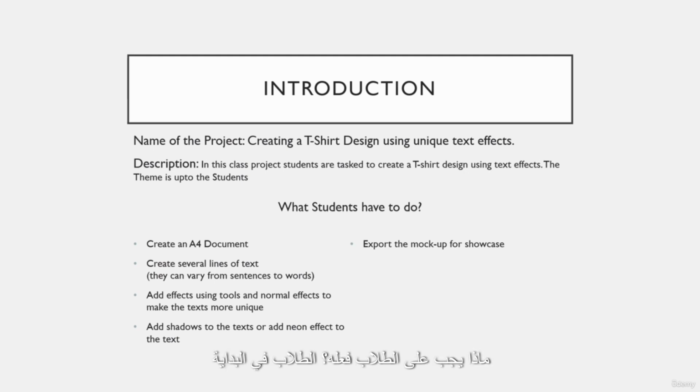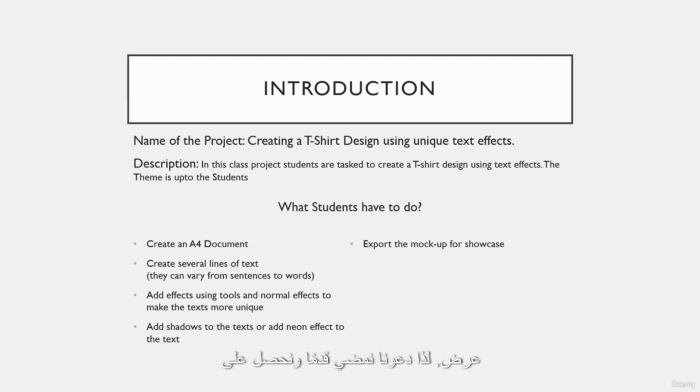The students at first have to create an A4 size document and create several lines of text. They can vary from sentences to words. It can be a slogan, a sentence, or a paraphrasing, like NYC, which stands for New York City. Then they can add effects using tools and normal effects or techniques shown previously in our lessons to make the text more unique, and add shadows or a neon effect to the text as well. Then export the mockups for showcase.